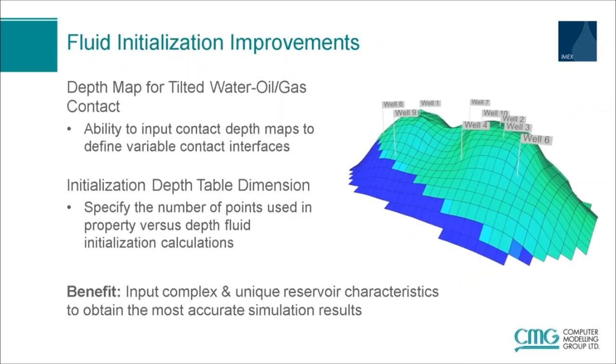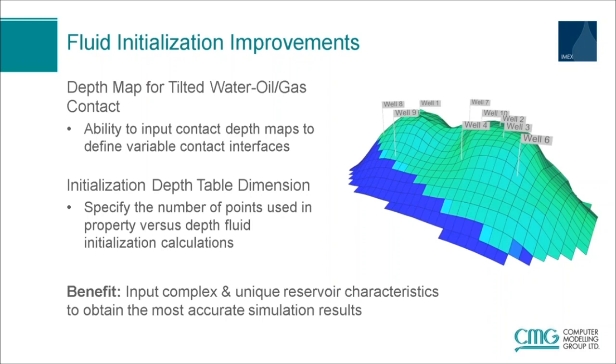We've also made a couple of fluid initialization improvements for this year. The first of which is the ability to better model tilted contacts. And so now we can actually define a pillar-based water contact map using a grid array. And what this means is basically each column in our model, so each IJ block, can have a unique either water-oil or gas-oil contact. And this lets us essentially import contact maps to define some of the more unique and complex fluid contacts that we might have in the reservoirs.